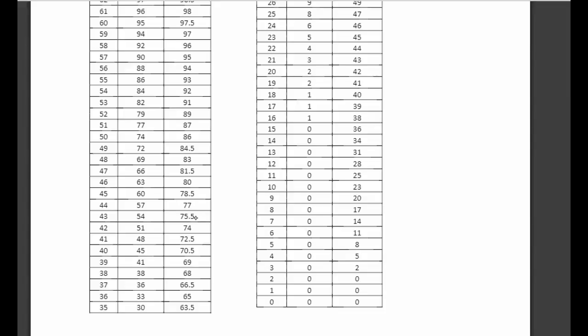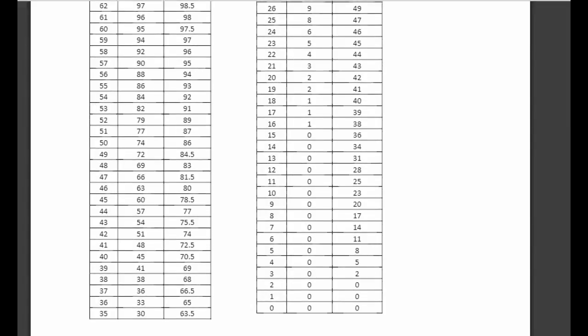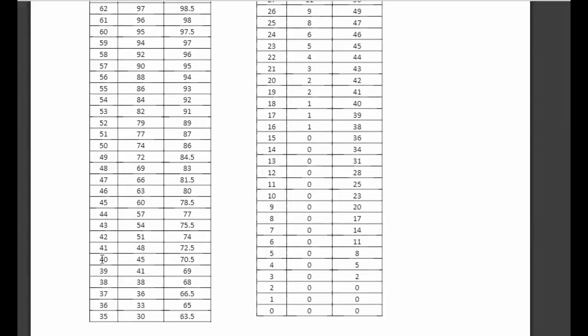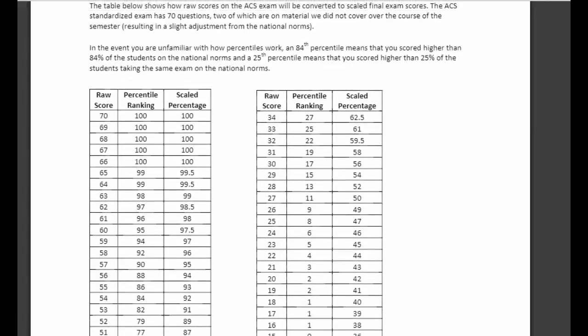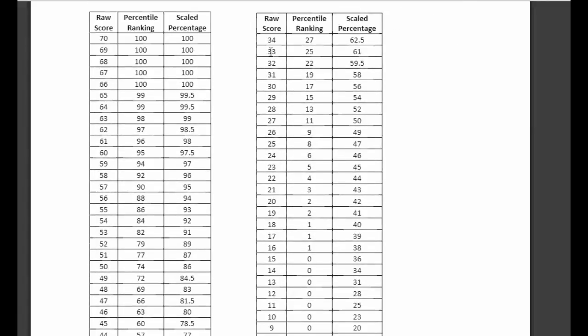If you're shooting for an A, to get a 90%, you need 53 out of 70. So that's not so bad, right? If you're trying to squeak by, if you want a 70%, that's 40. 60%, that's 33 questions. So that gives you a little bit of an idea of what's expected.